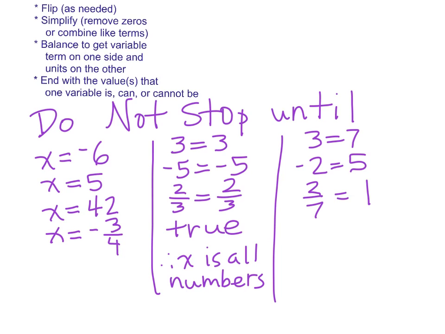On the third column, these values again indicate there is no variable left. The variables have been wiped out, they've been balanced off of both sides, and we end up with something such as 3 equals 7, -2 equals 5, 2/7 equals 1. We know that these are false statements. What that means is that the left side is not equal to the right side, and never will be. But that can't be our final conclusion. We can't just say it's false. We have to identify what are all the values that x is, can, or cannot be. So our final conclusion, therefore, x has no solution.